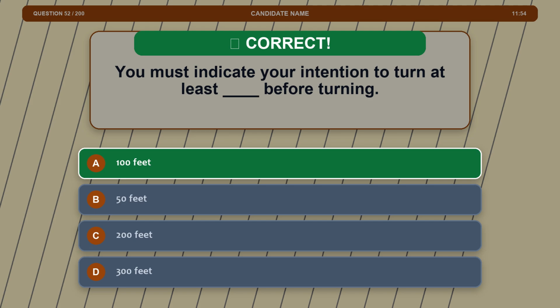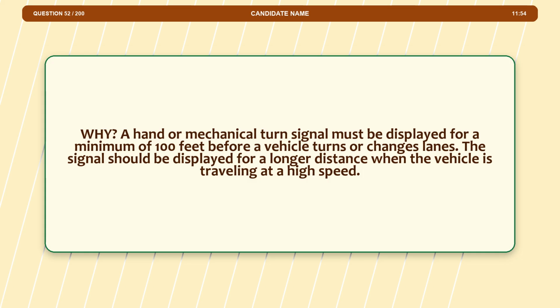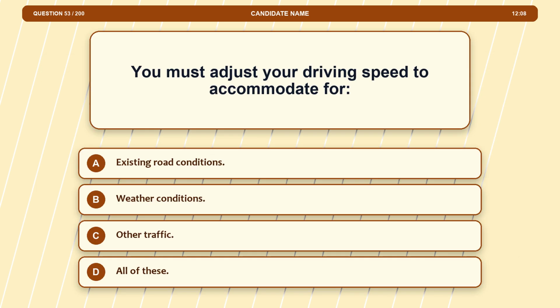The correct answer is option A, 100 feet. Explanation. A hand or mechanical turn signal must be displayed for a minimum of 100 feet before a vehicle turns or changes lanes. The signal should be displayed for a longer distance when the vehicle is traveling at a high speed.